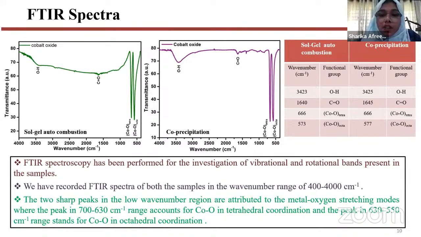To confirm the vibrational and rotational bands present in the sample, FTIR spectroscopy has been performed, and we have recorded the spectra of both the samples in the wave number range of 400 to 4000 centimeter inverse. The two sharp peaks in the low wave number region are attributed to the metal-oxygen stretching modes, where the peak located at about 600 centimeter inverse accounts for the cobalt-oxygen in tetrahedral coordination, while the peak at 630 to 550 centimeter inverse stands for the cobalt-oxygen in octahedral coordination. The other functional groups present in the synthesized sample have been tabulated in this table. These two sharp peaks confirm the successful spinel structure formation of the cobalt oxide.